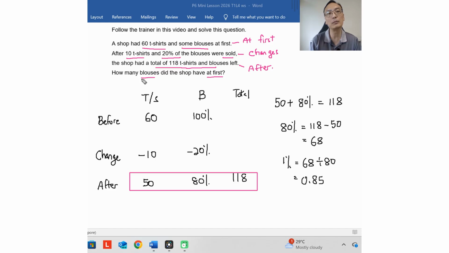Next, we need to find how many blouses were there in the shop at first, which is equal to 100%. So to find 100%, we will take 0.85 multiplied by 100, and we will arrive at 85. So therefore, we found the answer. The number of blouses the shop had at first is 85.